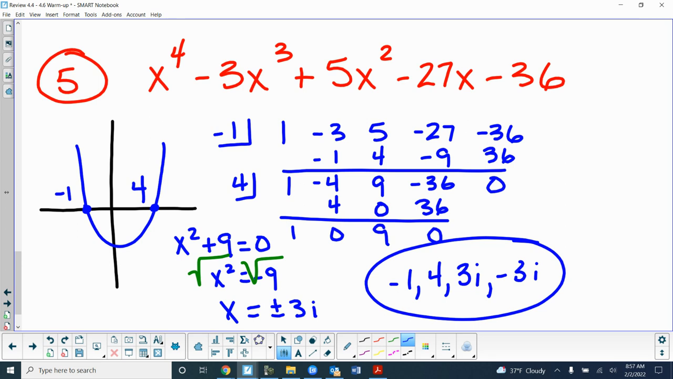Questions? All right, so it worked out nice again, b was 0. If b is anything else, you're going to have to use the quadratic formula. Okay? Any questions?